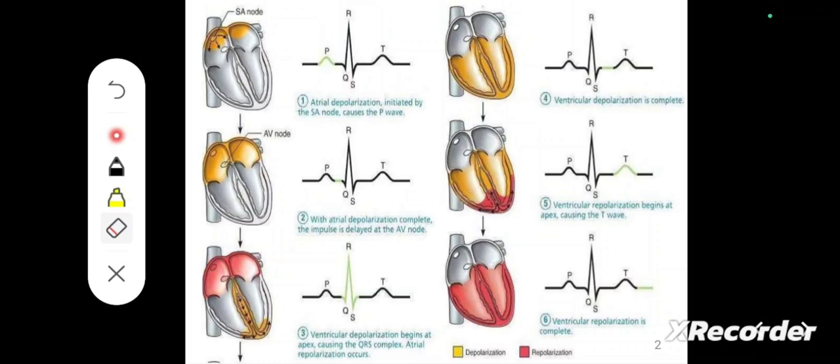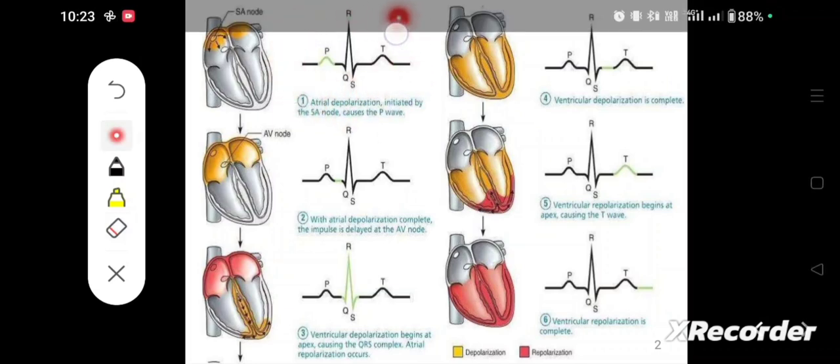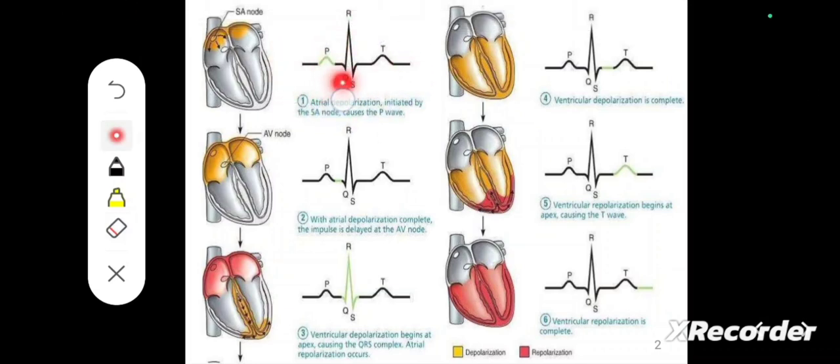ECG, electrocardiography, is the process of producing the electrocardiogram, recording the heart's electric activity. The ECG consists of different waves like P, Q, R, S and T waves, and they represent different functions. So starting with the P wave.